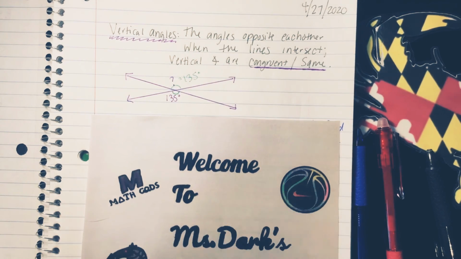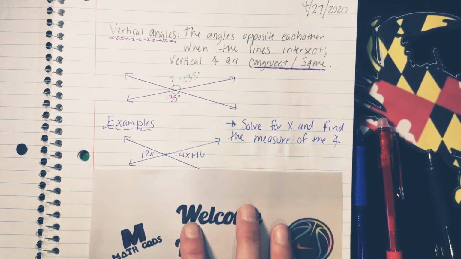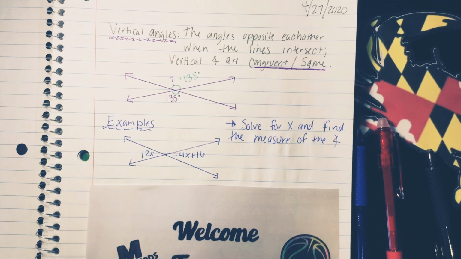What we're going to be doing today is solving for x when the angles are vertical. So let's get into a few examples. This seems a little tricky, but I know you guys are super smart, so you've got it. We're going to solve for x first, and then find the measure of the angle. So there are two steps.